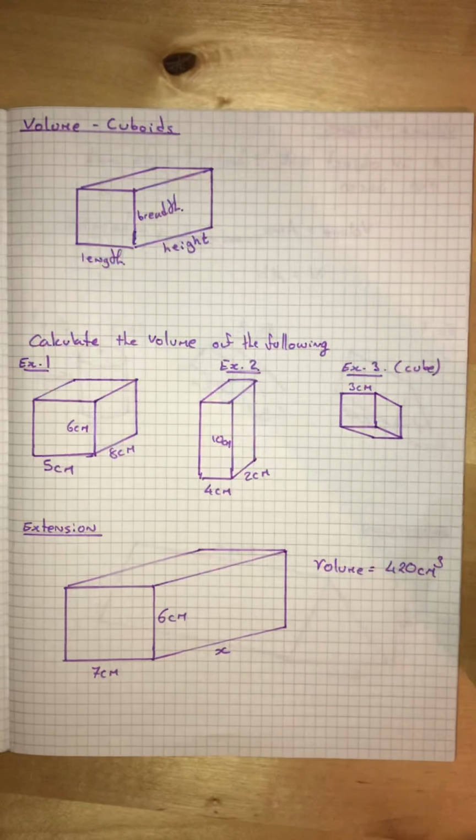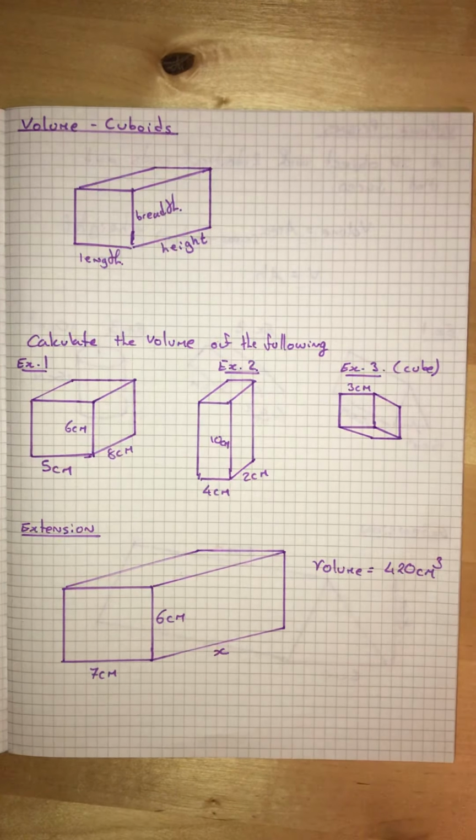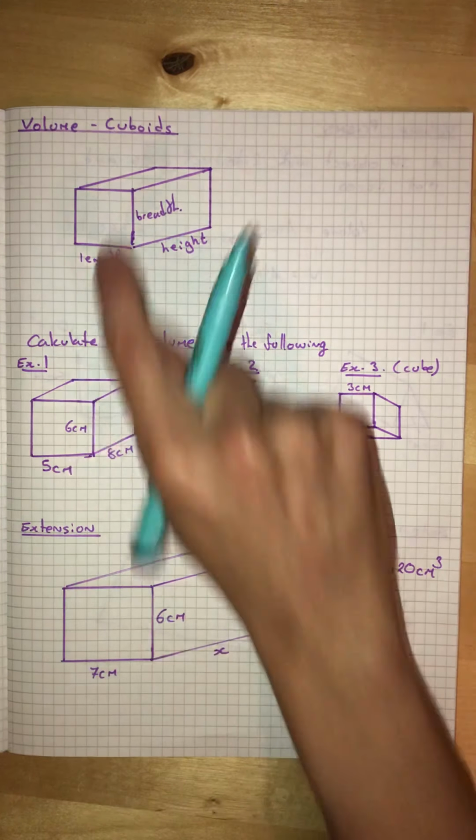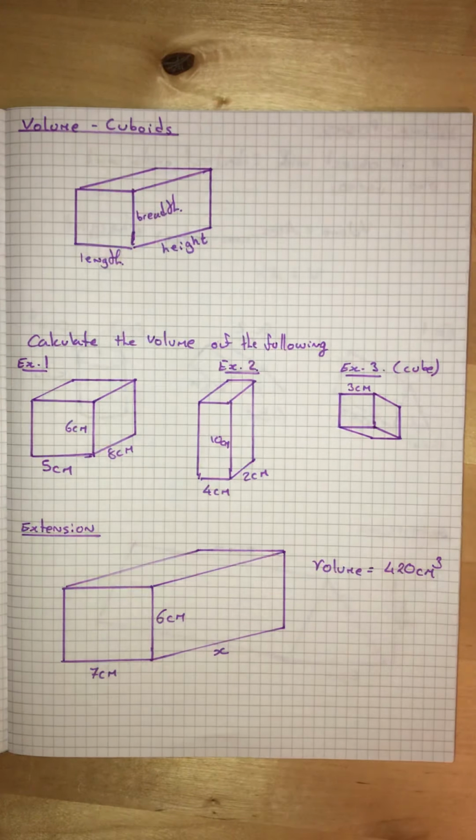Hi, so in this video we're going to talk about volume and from that learn how to calculate the volume of a cuboid. So in the past we've talked about area, which is the space or size of a two-dimensional shape. Volume is the capacity of a three-dimensional object, so it is everything within this shape.